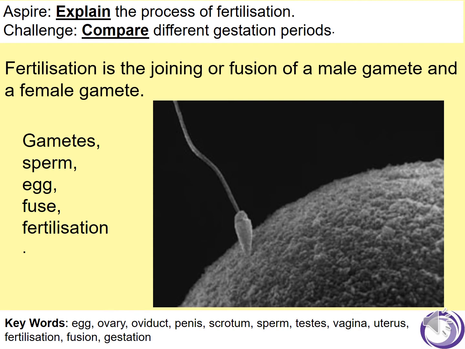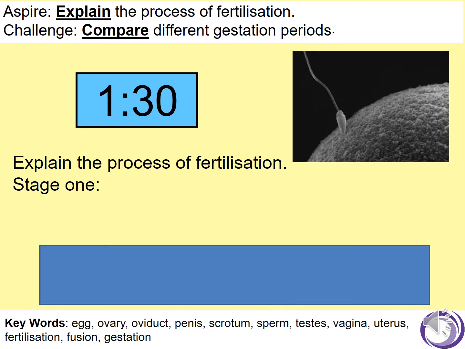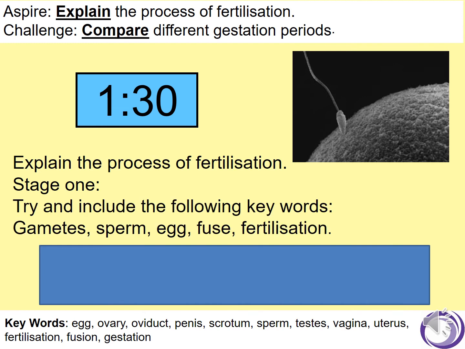Let's have some detail first though. There's the sperm. Let's be clear about the egg. Okay, so you have now got a minute and a half in which to explain the process of fertilization. You need to be able to see those keywords, so there they are for you, and I've put the photograph that's there just to help with that as well.